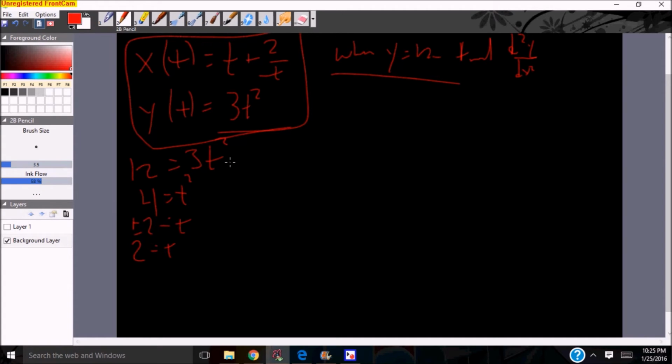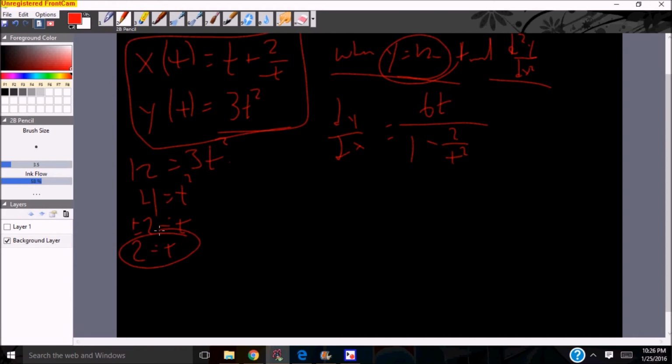Now that we know that, we should be able to start solving our problem. Let's find our first derivative. That's going to be y prime over x prime. So dy/dx is in fact 6t over 1, minus 2 over t squared. That is dy/dx. But we aren't asked for dy/dx. We are asked for the second derivative when y is 12, or basically when time is 2. If you want to think about it that way, link these two things.